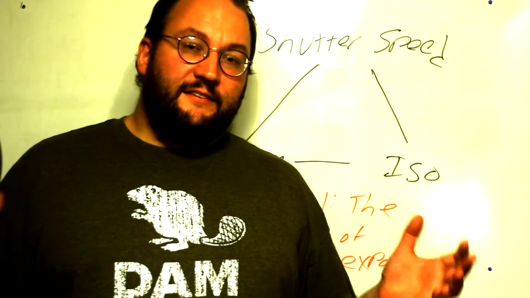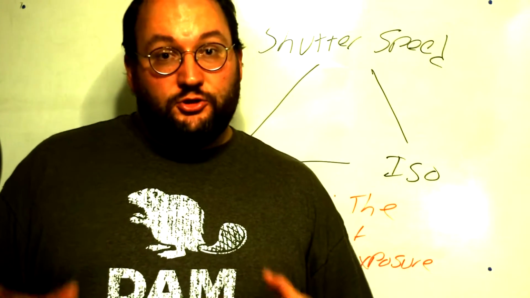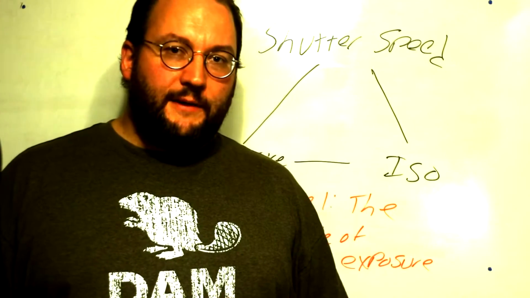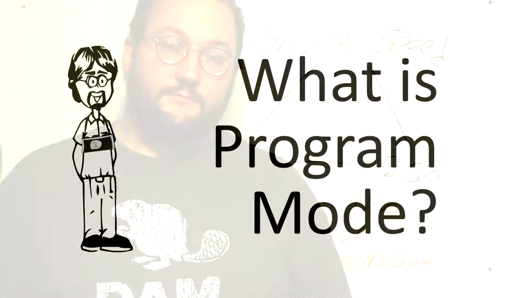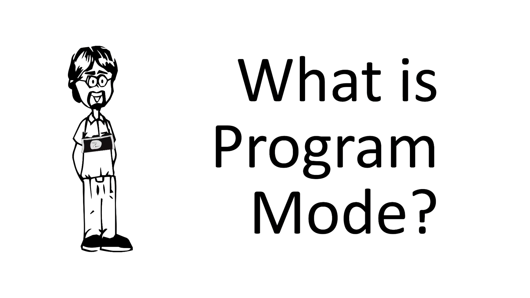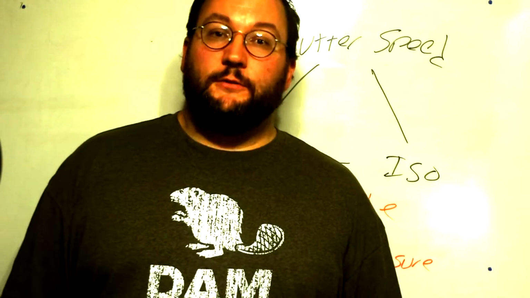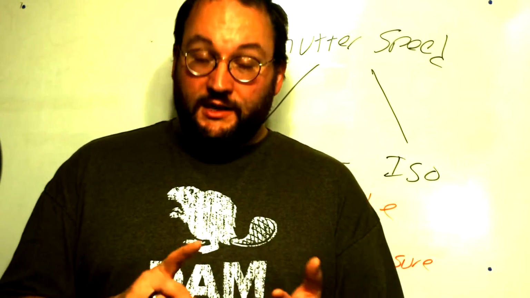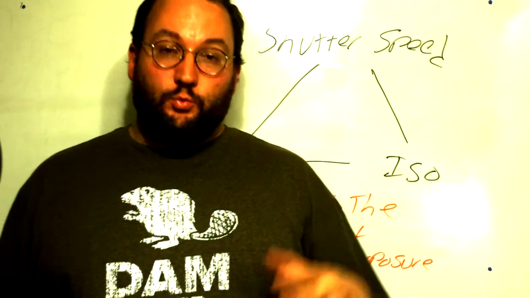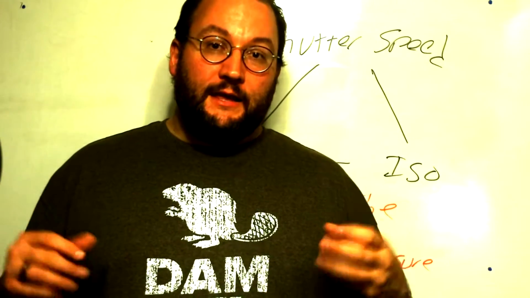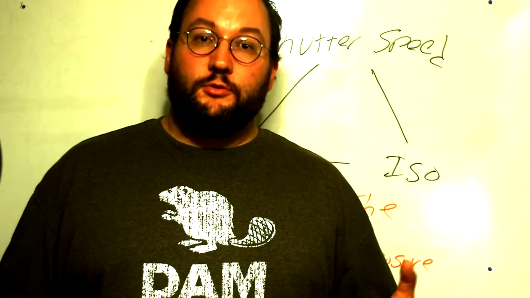Hey everyone, this is the last of our 4 videos about shooting modes, and in this mode we're going to talk about a mode that isn't even up here called program mode. For the last 3 weeks we've talked about full manual, aperture priority, and shutter speed mode. Today we're talking about program mode, and what program mode does is it takes all the control away from you.